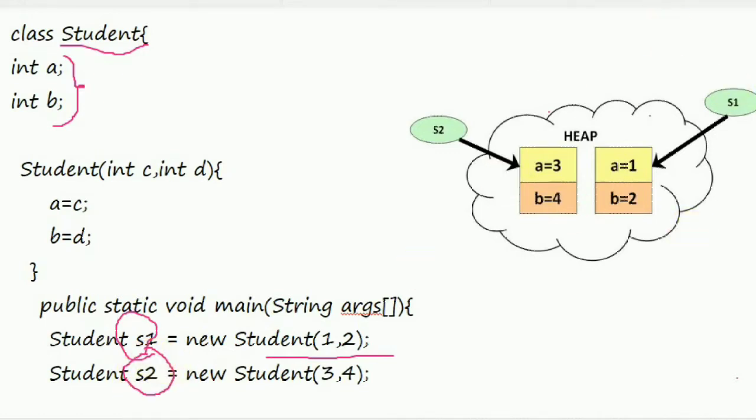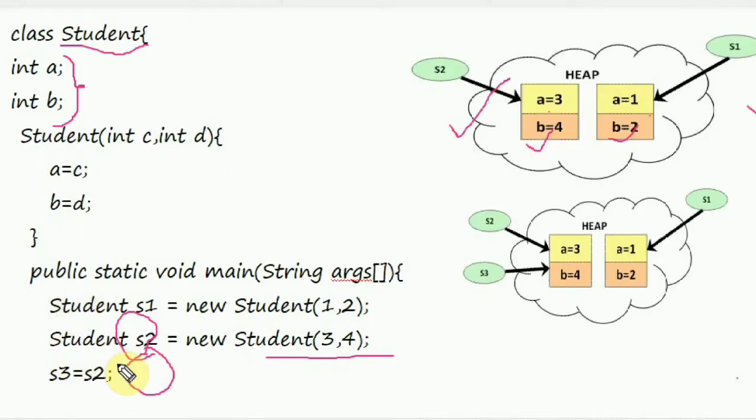I have shown this with a diagram here. Say this is your heap memory. Inside your heap memory, there are two objects created. This is the first object and this is the second object. You can see the first object is referenced by the reference variable S1, and this particular object, where A is equal to 3 and B is equal to 4, is referenced by the reference variable S2.